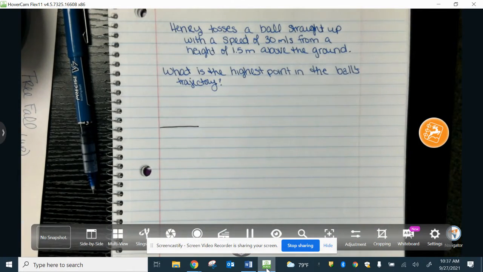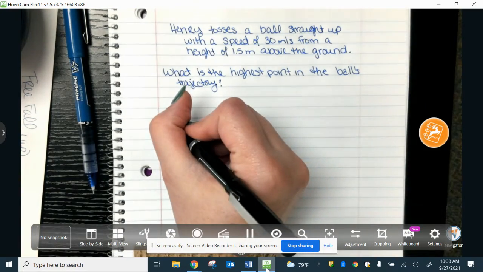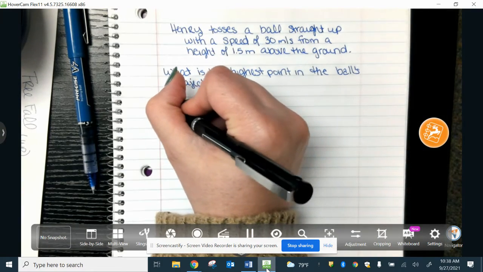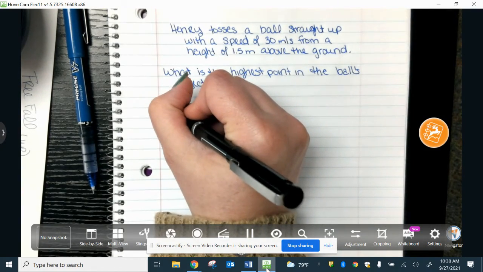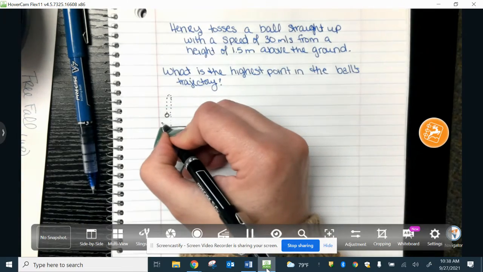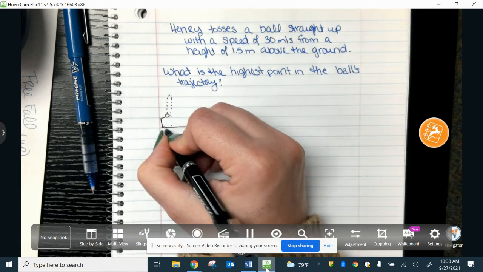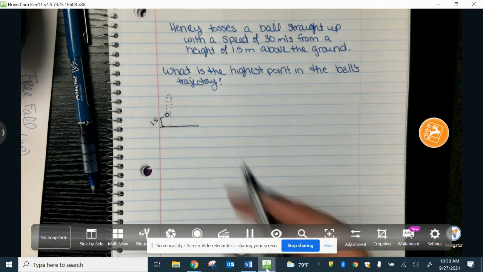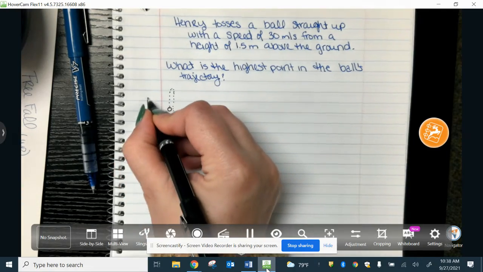So if this is my ground, there's my ball. We know it's going to be thrown straight up. We don't know how high it's going to get, but we know at some point it's going to return back. It's going to fall. And I know that this distance is 1.5 because someone's holding it at 1.5 meters above the ground before it's thrown up. So its highest point in the trajectory, we measure height from the ground.